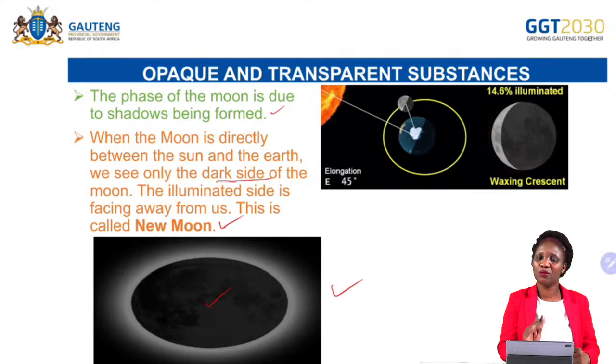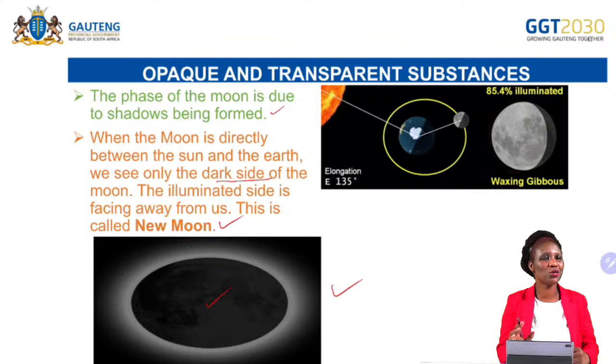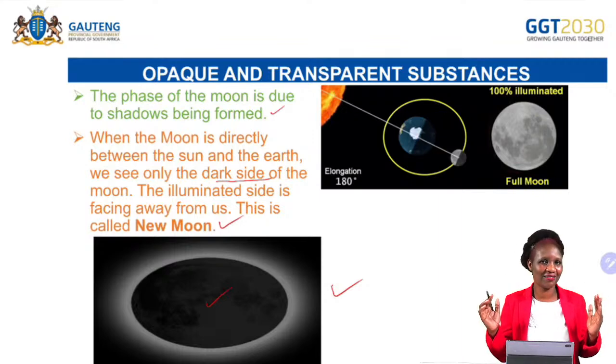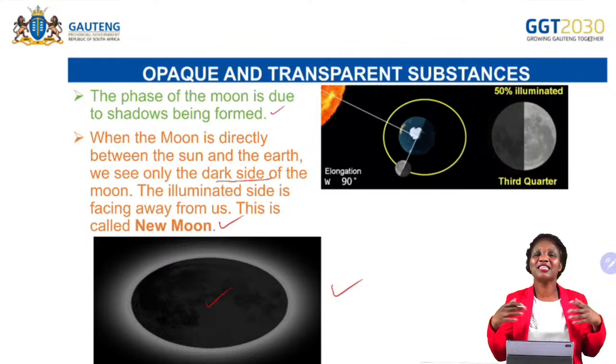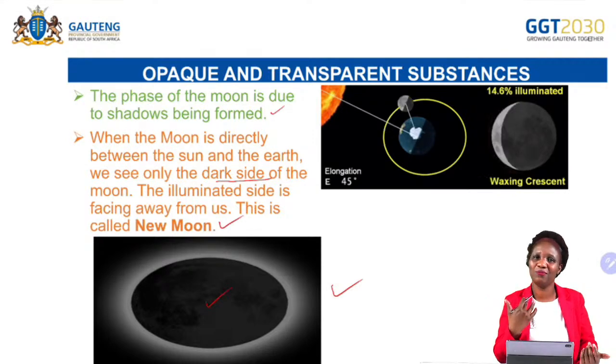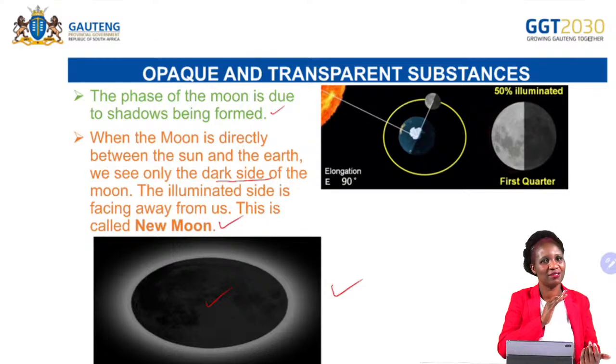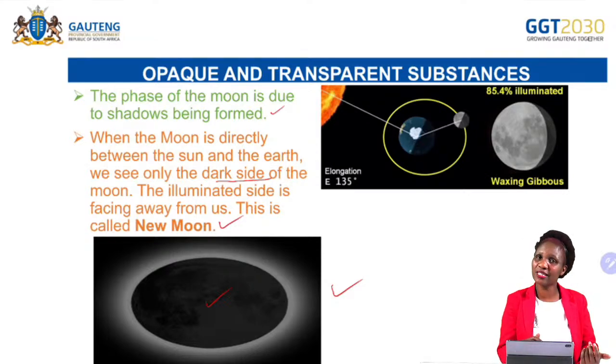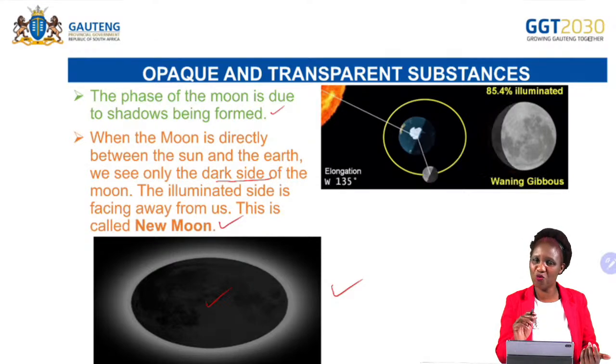Okay, it means that this moon is in between the earth and the sun. All right, and then we are only seeing the dark side. We're only seeing the shadow. It is facing away from us. Okay, and we call it a what? We call it a new moon.